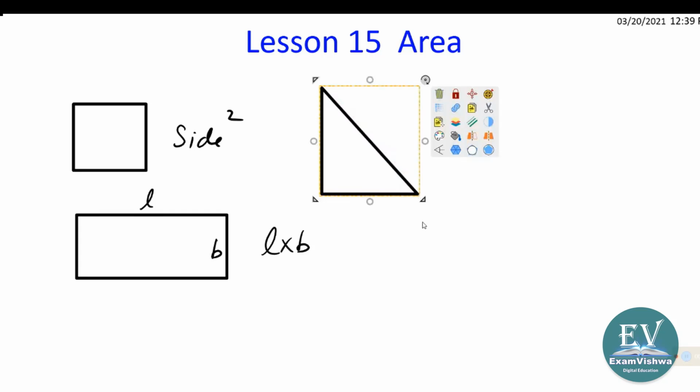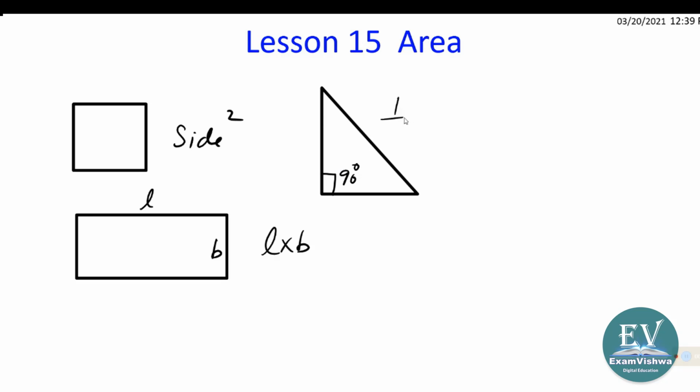Right, a right angled triangle is characterized by the peculiarity that one of the angles will be equal to 90 degrees, and the formula studied was half into the product of the sides forming the right angle, right?